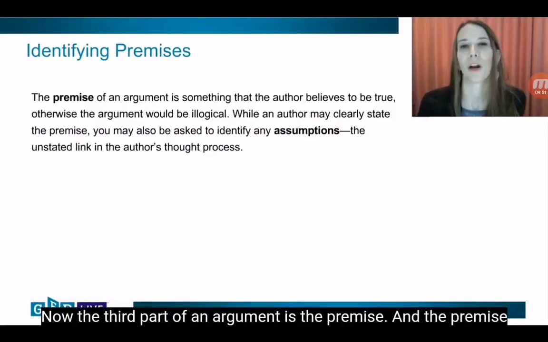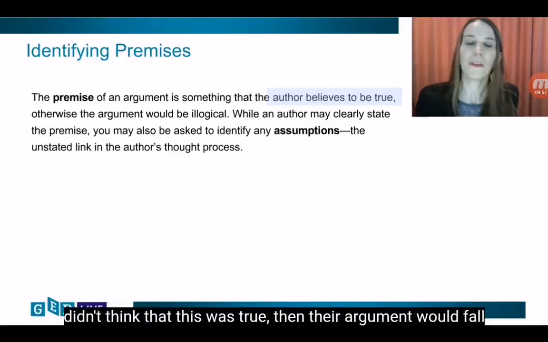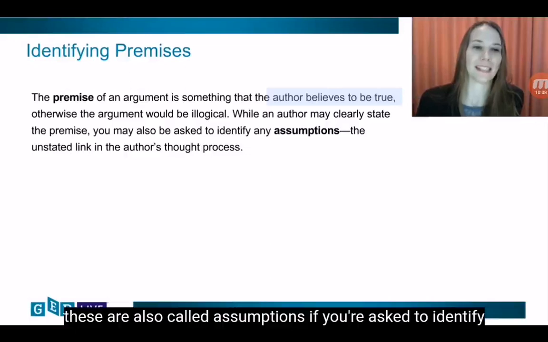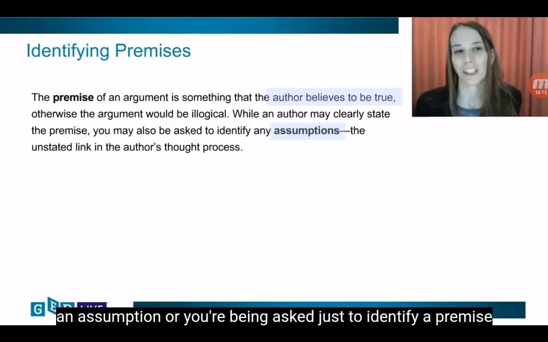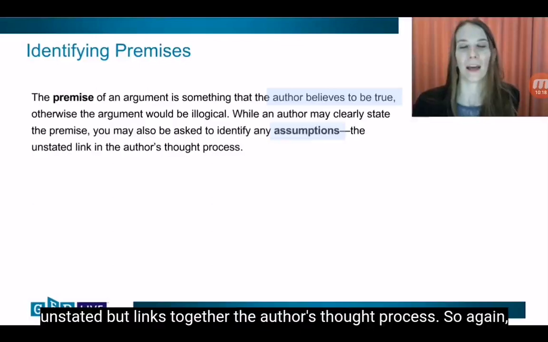Now, the third part of an argument is the premise. And the premise is something that the author believes to be true. If the author didn't think that this was true, then their argument would fall apart. There would be absolutely no reason to have that argument to begin with. Now, sometimes these are also called assumptions. So if you're asked to identify an assumption, what you're being asked is to identify a premise, or to identify something that is unstated but links together the author's thought processes.